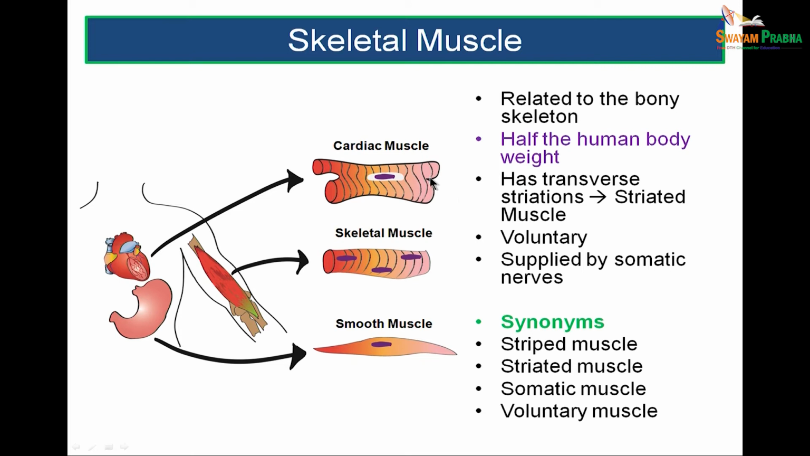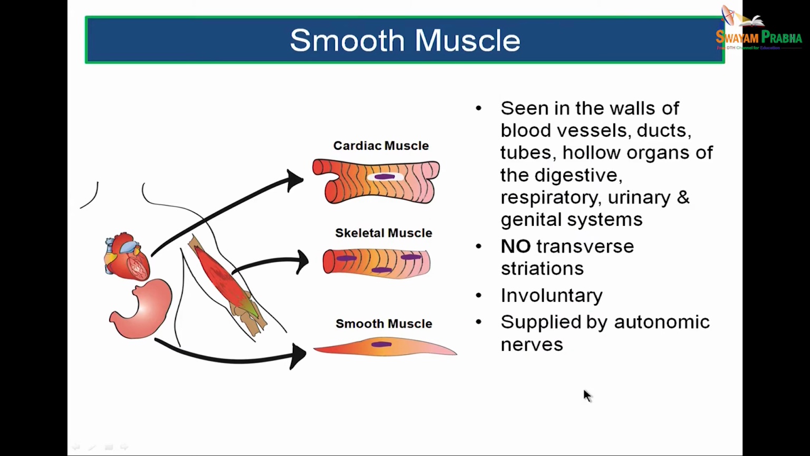Coming to skeletal muscle. Skeletal muscle is striated muscle. It has striations across its length. It's multinucleated and forms half of the body weight. It is supplied by the somatic nervous system. It is also called striped muscle, striated muscle, somatic muscle or voluntary muscle.